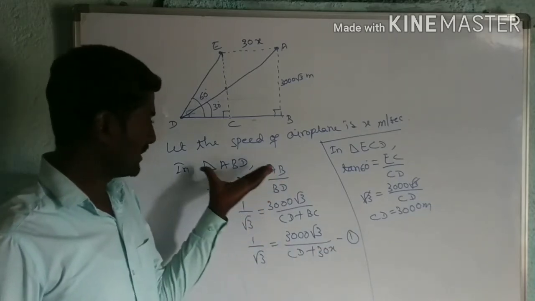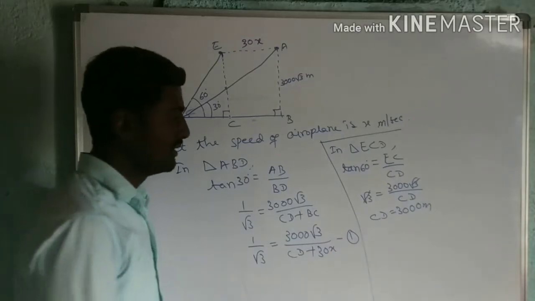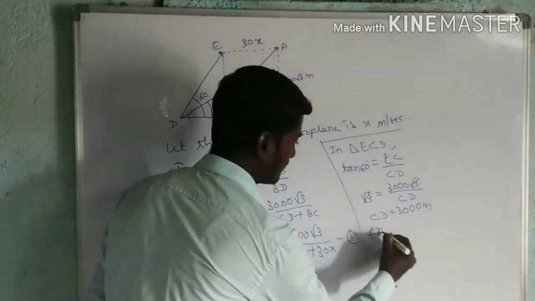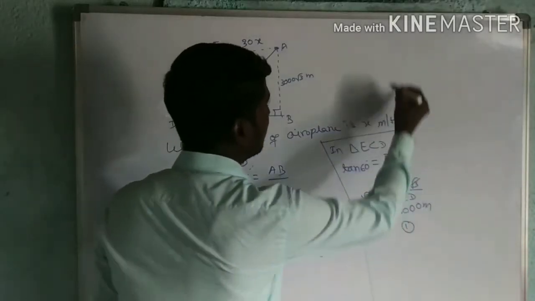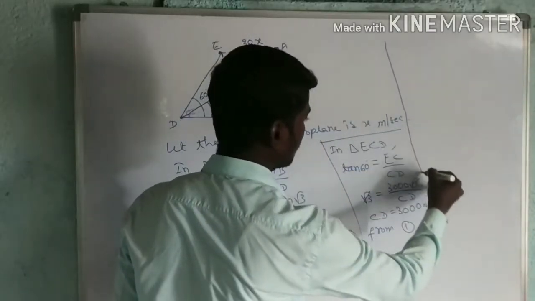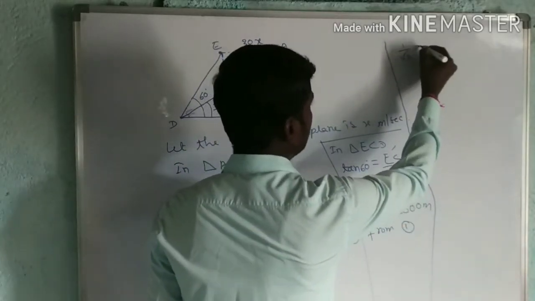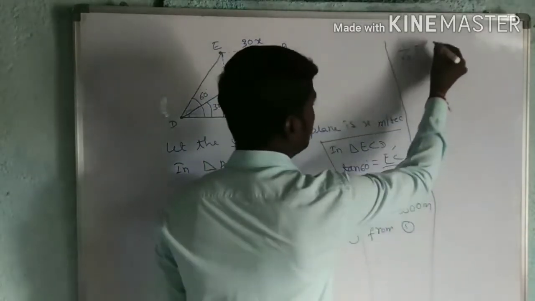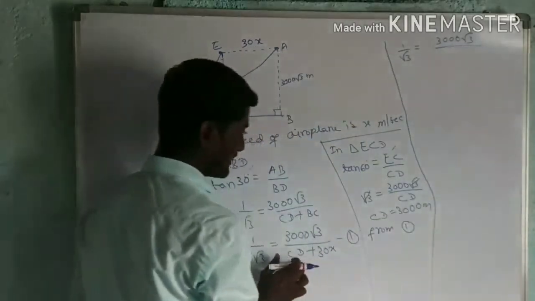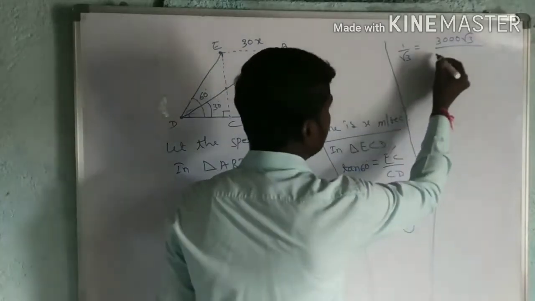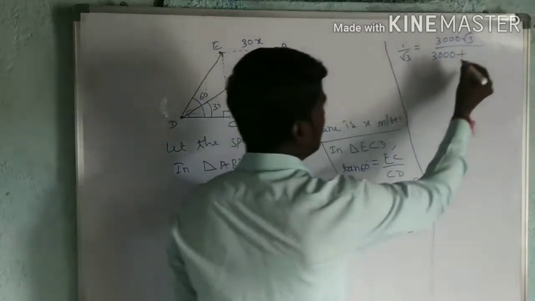It is very easy this way. From equation number 1, 1 divided by root 3 is equal to 3000 root 3 divided by CD, and CD I got here as 3000 plus 30x.